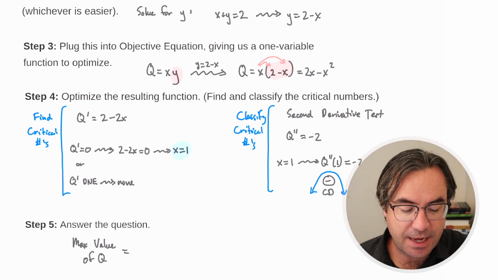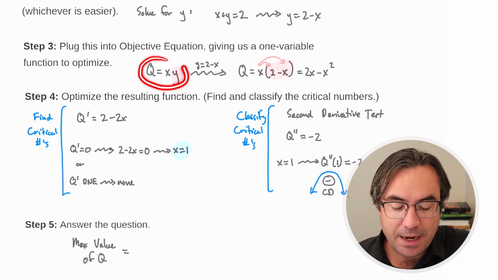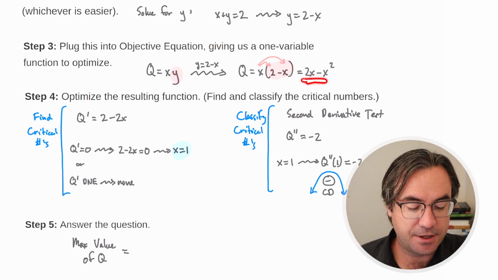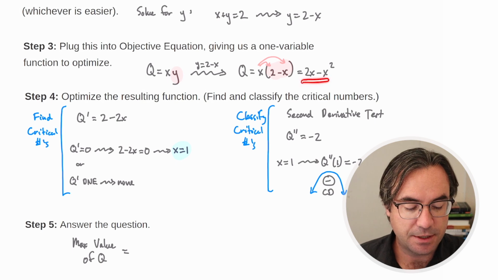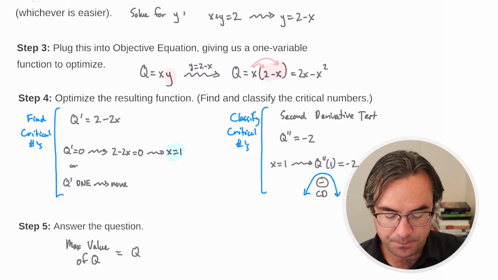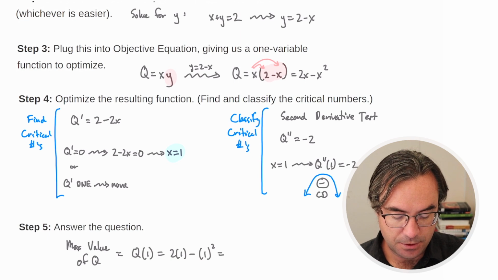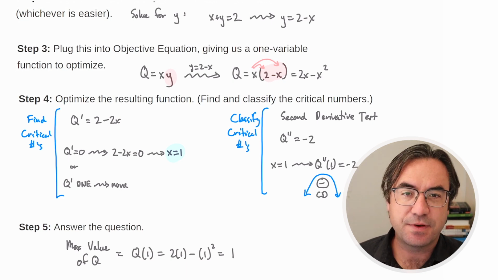So we could go back to any of these q functions. We could go back to the factored version. We could go back to this multiplied out version. If we did go back to this version, we would need to then figure out also what y is. So let's go back to any of these ones where we've already plugged in for y. So I'll just plug into this. So we're going to take q, and we're going to plug x equals 1 in. And when we do that, we get 2 times 1 minus 1 squared, which is 1. Okay, so that's the max value of q here.